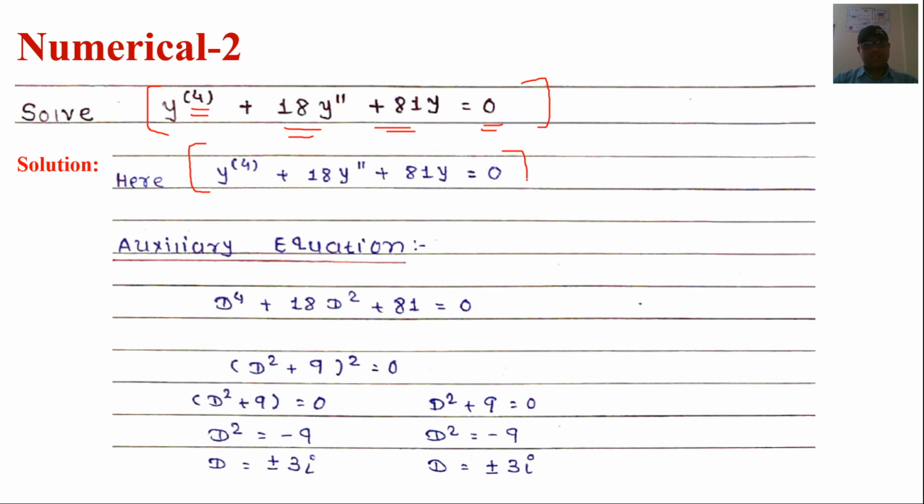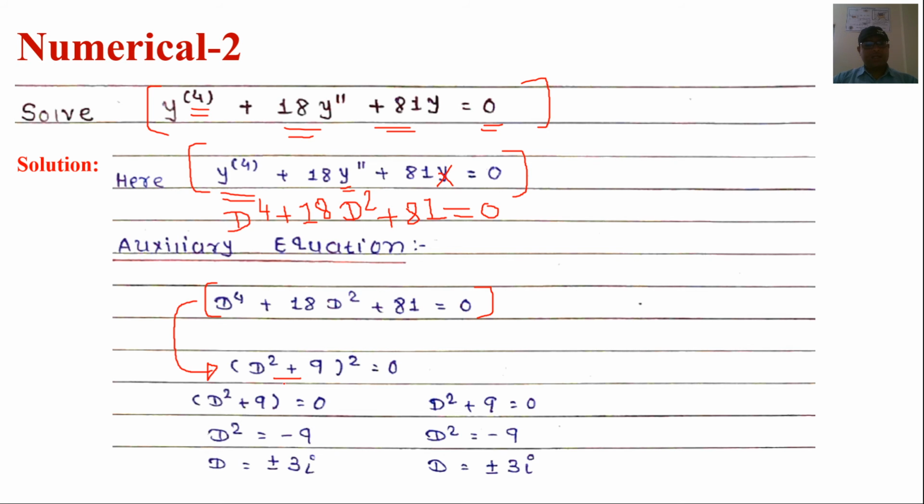Now in this differential equation, we have to first write the auxiliary equation. So here is y raised to 4, so it is D raised to 4, plus 18, here is y double dash, so it is written as D square, plus 81, remove this y is equal to 0. So you will get D raised to 4 plus 18D square plus 81 is equal to 0 as the auxiliary equation.